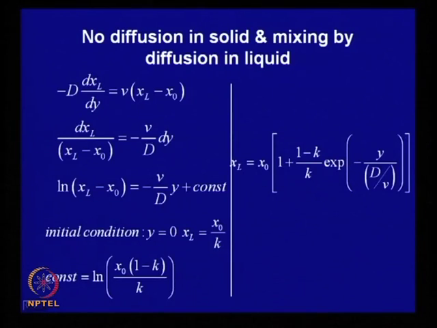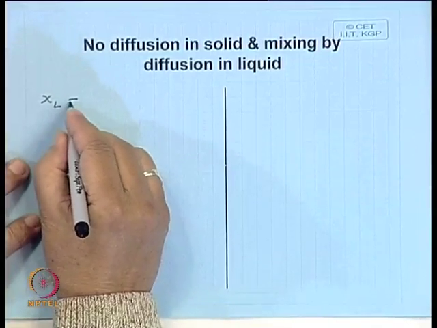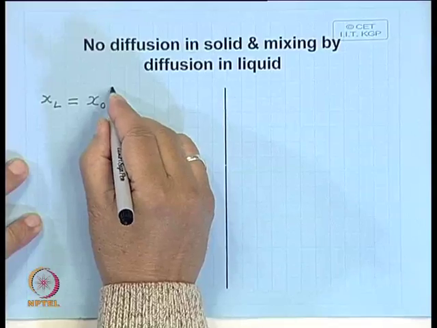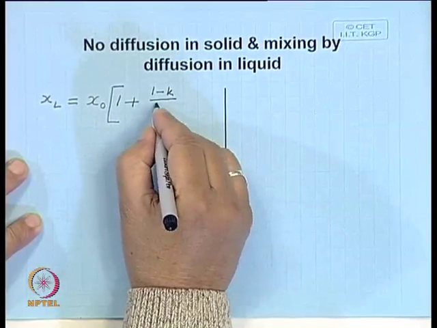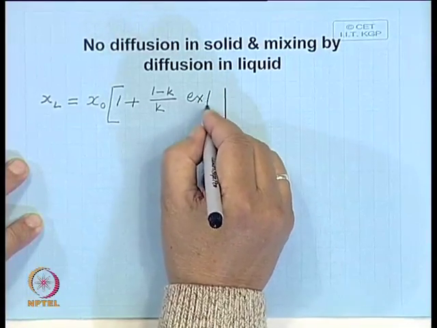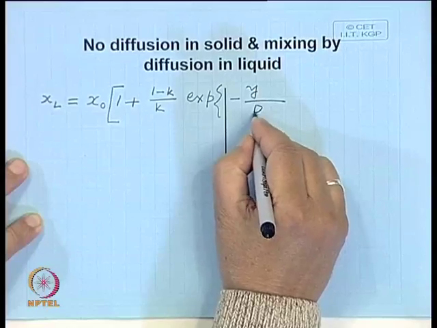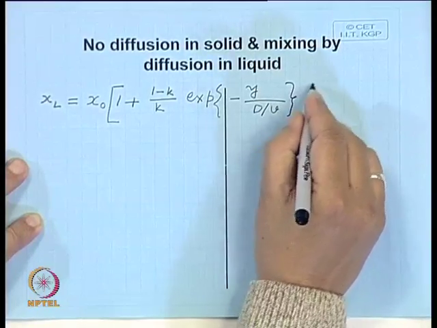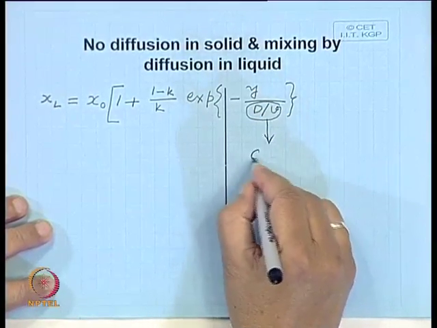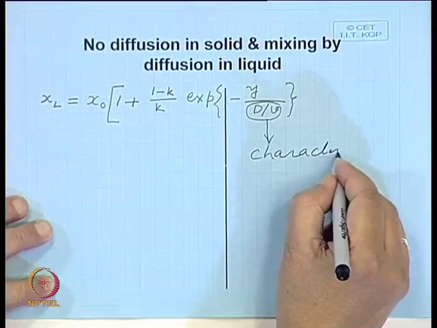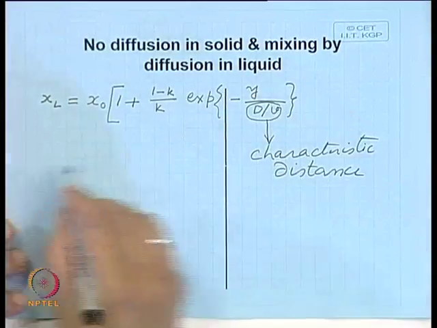So, if you try and plot, the concentration in the liquid will be equal to x_0 times one minus an exponential term, minus y over (d over v). Now, look at the dimension of this: it is that of a distance, and this is called a characteristic distance, the characteristic distance for the concentration profile.